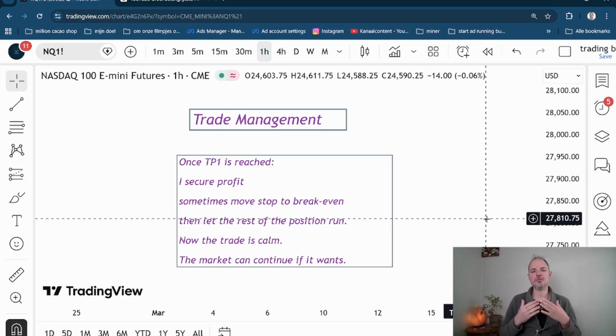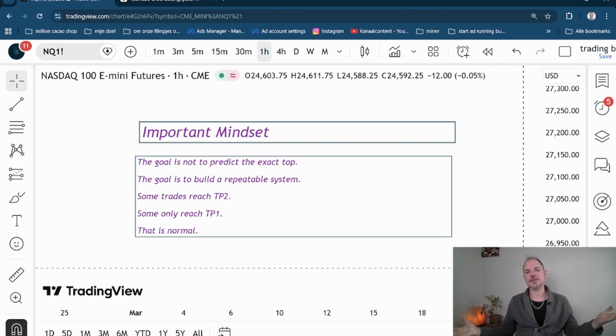We let the market do its thing, what it wants to do, and it goes most of the time to that second liquidity. That's where we take our second TP. The most important thing about trading is still the mindset. The goal is not to predict the tops nor to get the maximum out of one trade. The goal is to build a repeatable system that you can repeat over and over and over again.